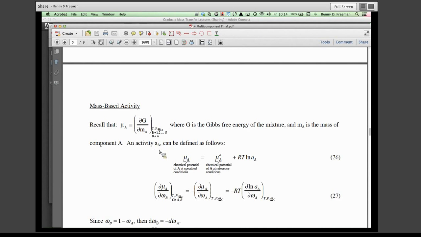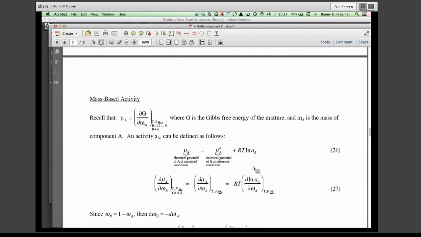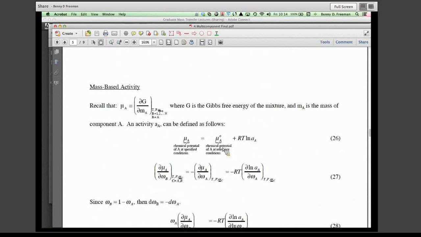I can, in general, define an activity, a sub A, in terms of that chemical potential, as shown in equation 26. So the activity is basically defined as the chemical potential relative to the chemical potential at its reference conditions. Often that's pure A or infinitely dilute solution of A in B, depending on the situation. But the activity basically has the concentration dependence or the composition dependence of the chemical potential in it.